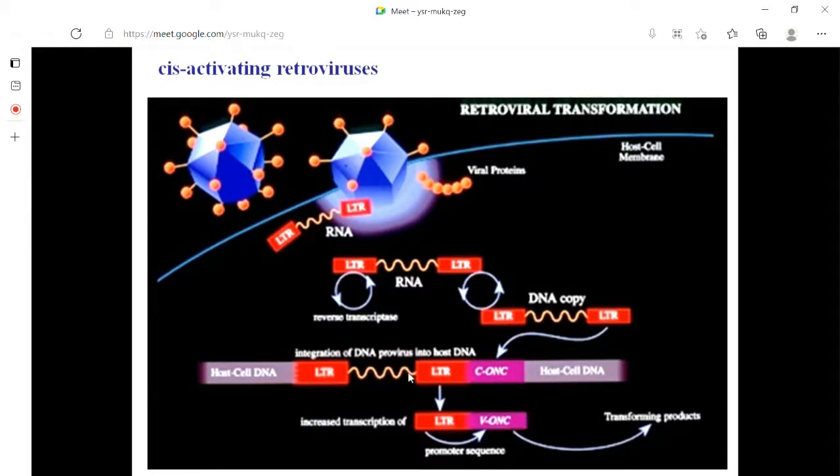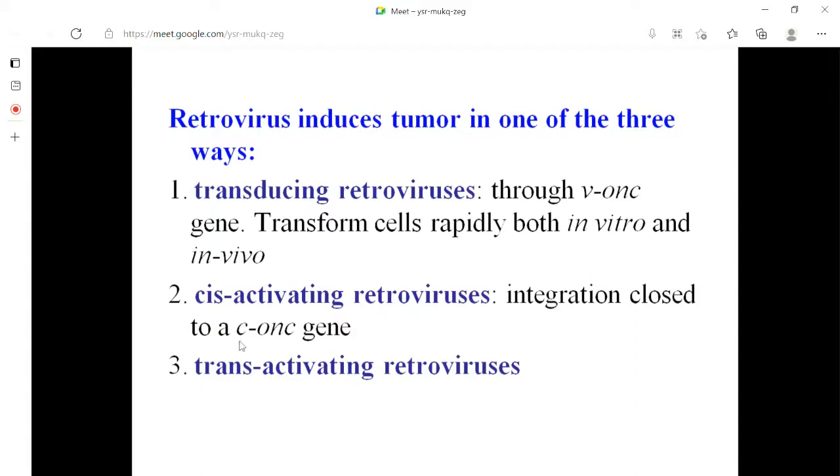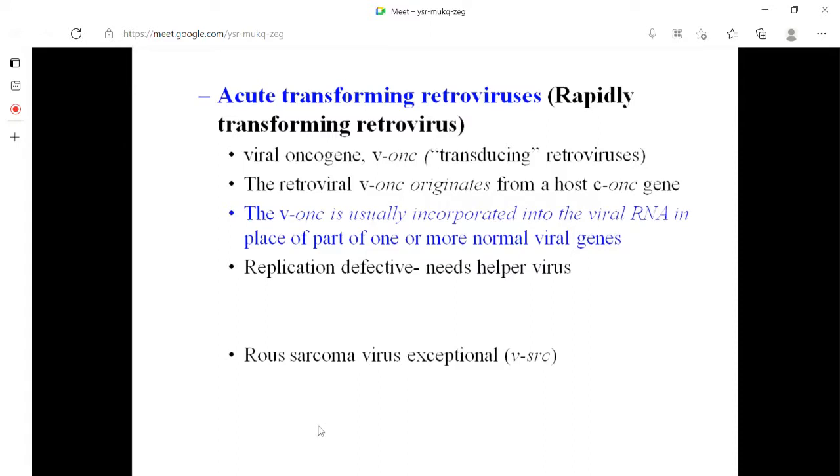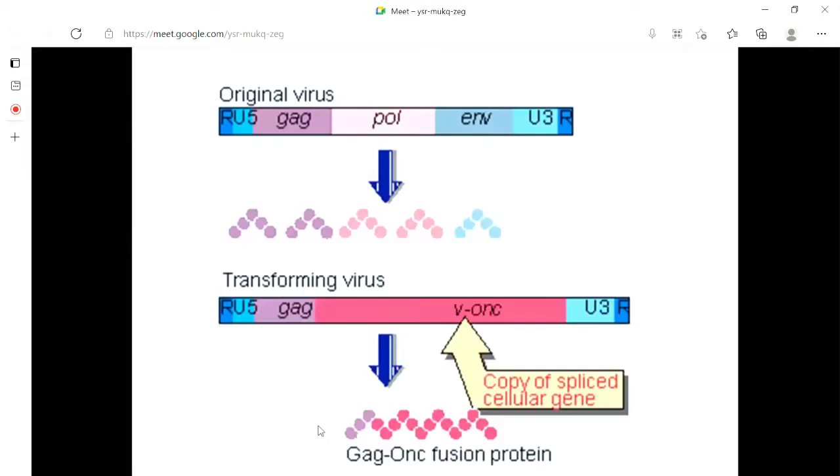And this insertional mutagenesis leads to uncontrolled proliferation. It doesn't have a v-onc gene, but its insertion is just ahead of the c-onc gene, as you see in the previous slide. The third category is called trans-activating. This is not specific to any location. Anywhere in the genome they can integrate, and they may or may not produce tumor formation. Under certain influences, sometimes they produce tumor formation. So these are some examples of acutely and slowly transforming retroviruses.